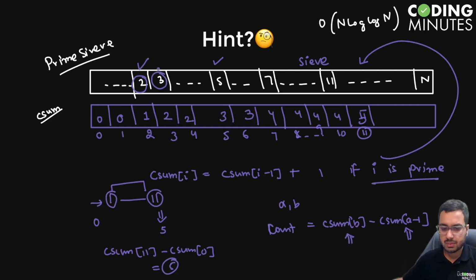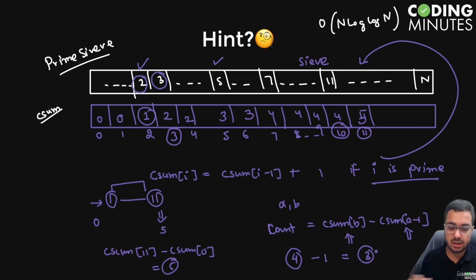If you want the primes in the range, let's say, from 3 to 10: up to 10 we have 4 primes. For 3 we say C sum of 2, that is 1. We subtract 1, so it gives us the answer 3. So we have 3 primes in the range 3 to 10, that are 3, 5 and 7. So this is how you're going to do the work.